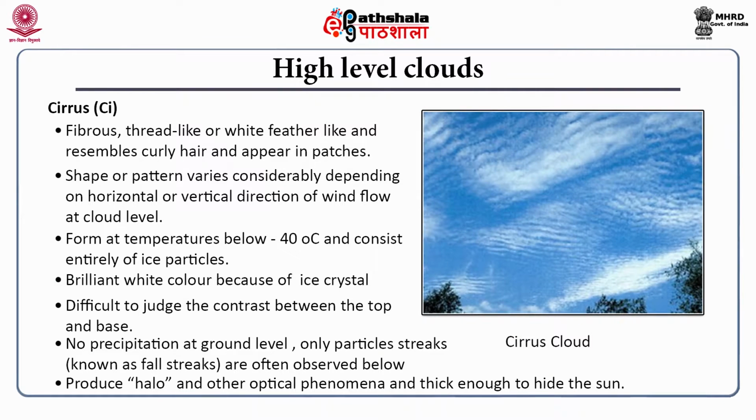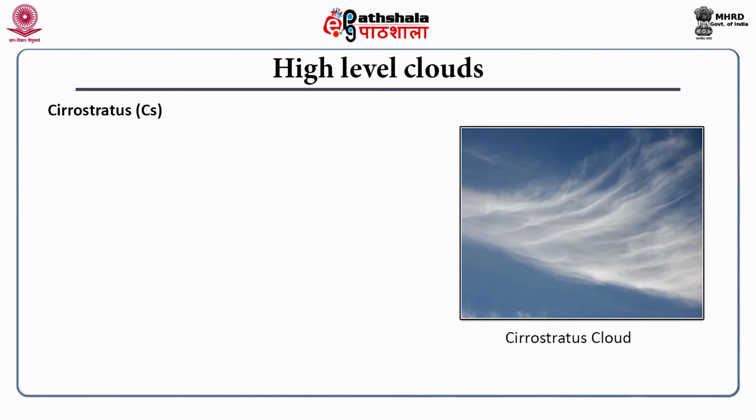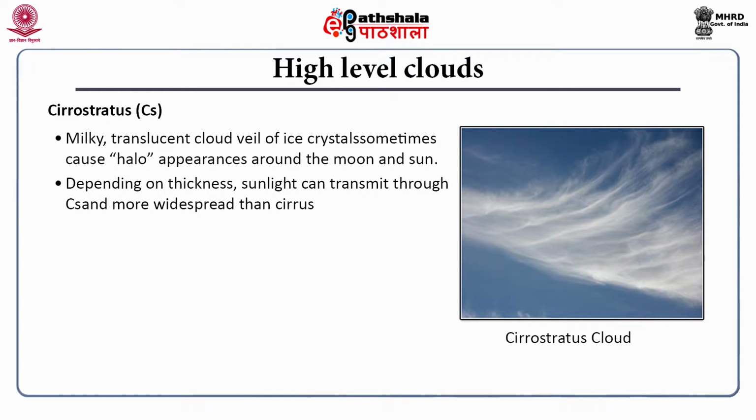You can see the picture of the cirrus cloud in the slide. Now, cirrostratus. It is a milky, translucent cloud veil of ice crystals, sometimes causing a halo appearance around the moon and sun. Depending on thickness, sunlight can transmit through the cirrostratus, and it is more widespread than cirrus.